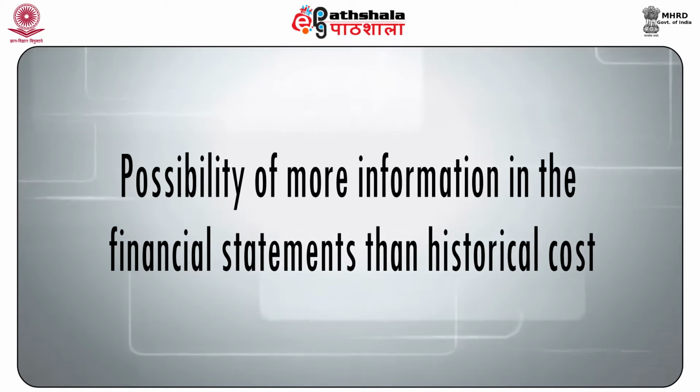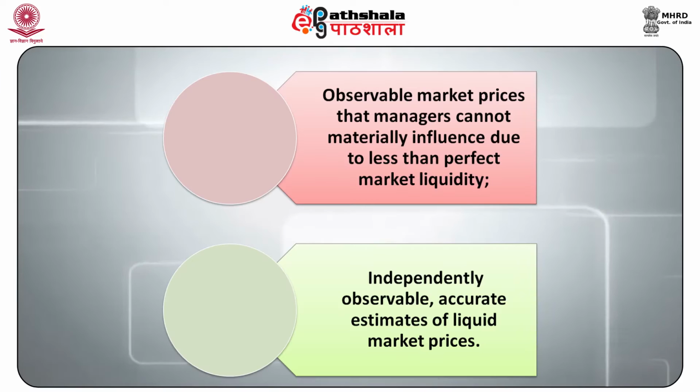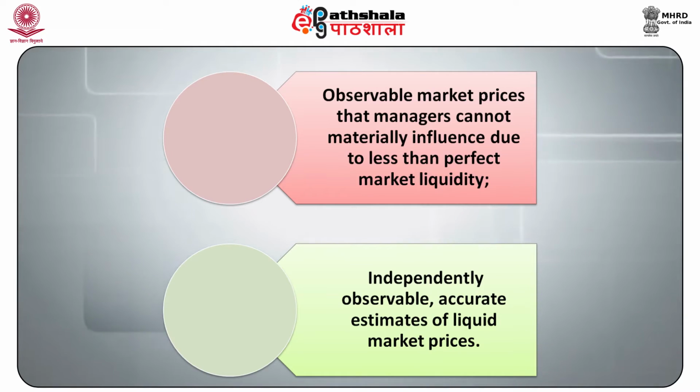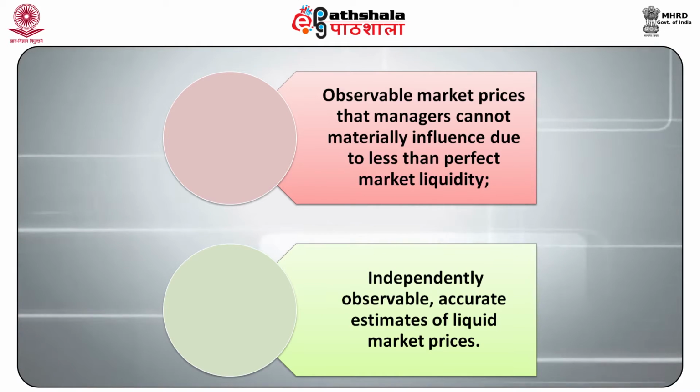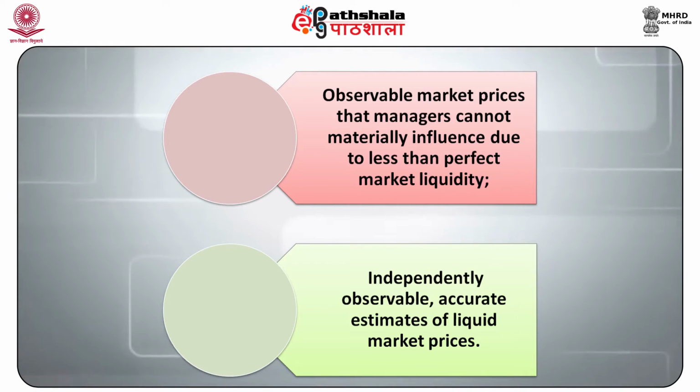Second, possibility of more information in the financial statements than historical cost. Fair value accounting enhances the informative power of a financial statement as opposed to the other accounting method, the historical cost. Fair value accounting requires a firm to disclose extensive information about the methodology used, the assumptions made, risk exposure, related sensitivities, and other issues that result in a thorough financial statement. Inclusion of more information is possible whenever there are: A, observable market prices that managers cannot materially influence due to less than perfect market liquidity. B, independently observable accurate estimates of liquid market prices.